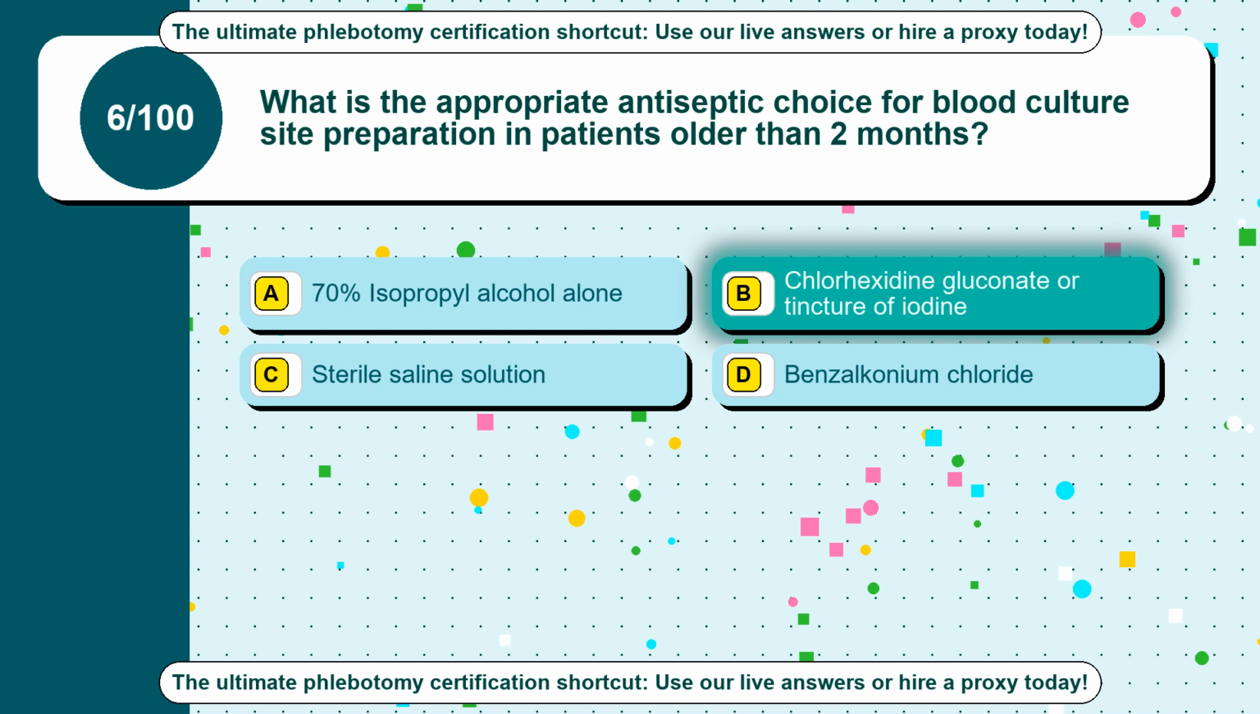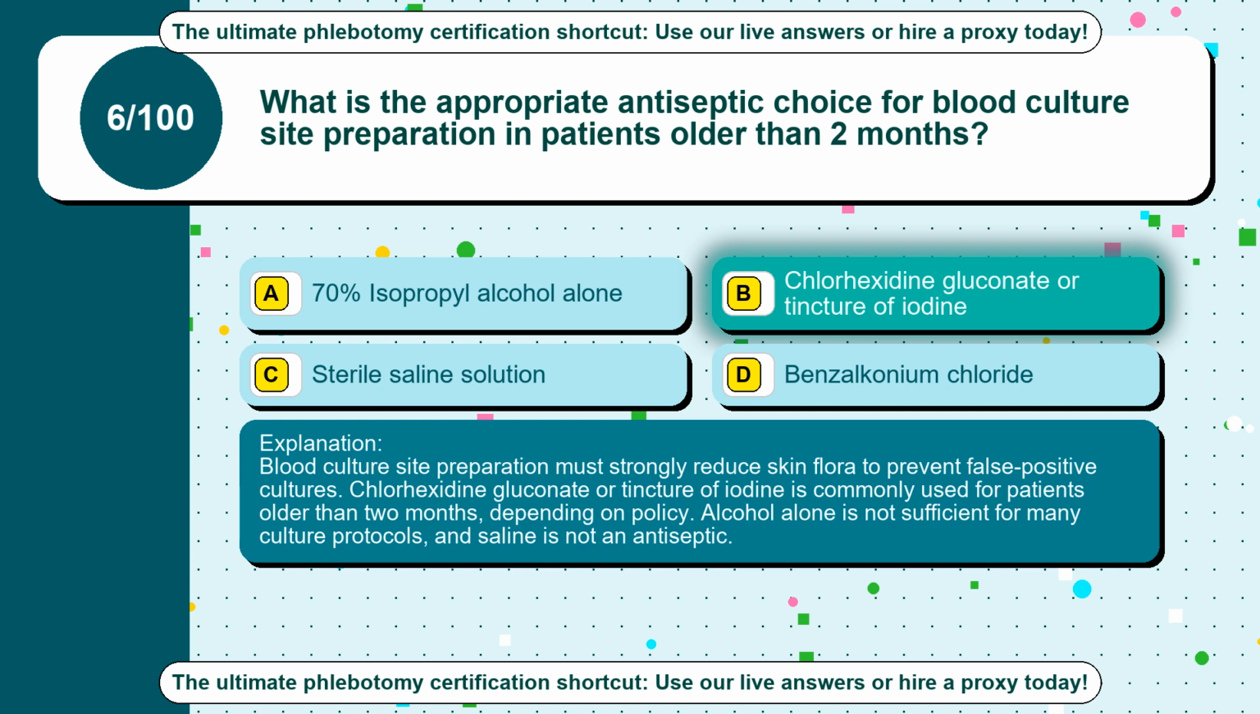Chlorhexidine gluconate or tincture of iodine. Blood culture site preparation must strongly reduce skin flora to prevent false positive cultures. Chlorhexidine gluconate or tincture of iodine is commonly used for patients older than 2 months, depending on policy. Alcohol alone is not sufficient for many culture protocols, and saline is not an antiseptic.